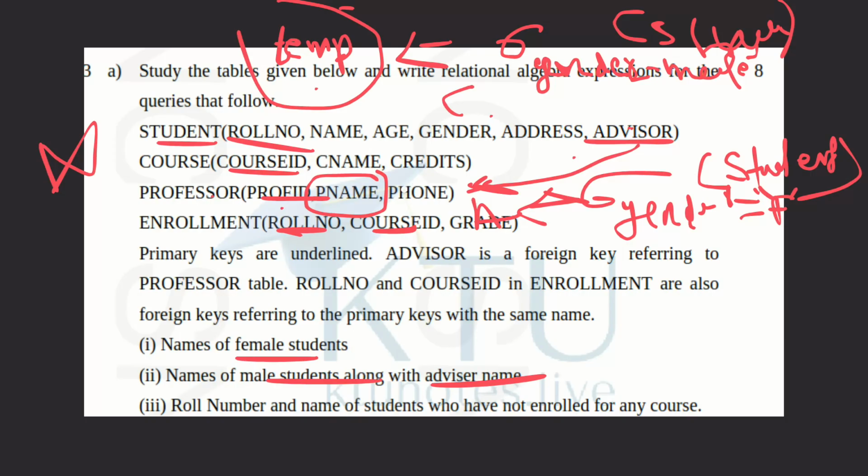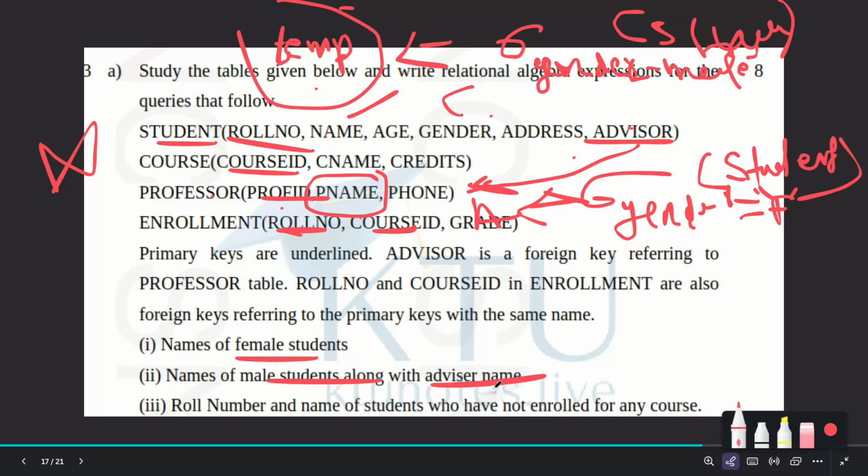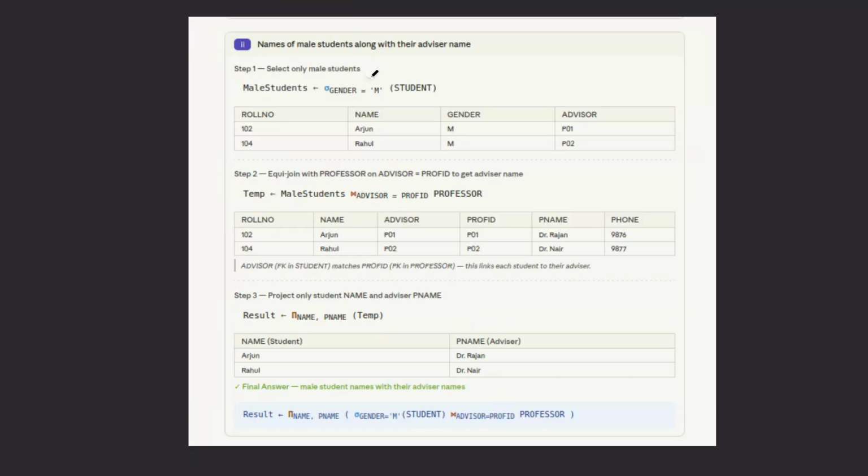But I should not only project the P name but also the student's name, because the name of the male student along with their advisor name is asked. So first the gender is equal to male in the student, we create a male student table, and then we do the equi join of this table with the professor under the condition that this table's advisor is equal to the professor ID. Then we create a new table temp, and from this temp I will finally project the name and the P name.